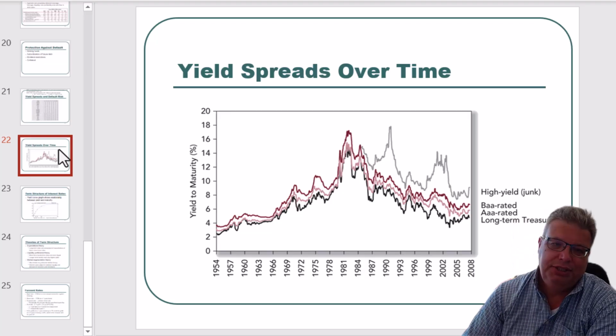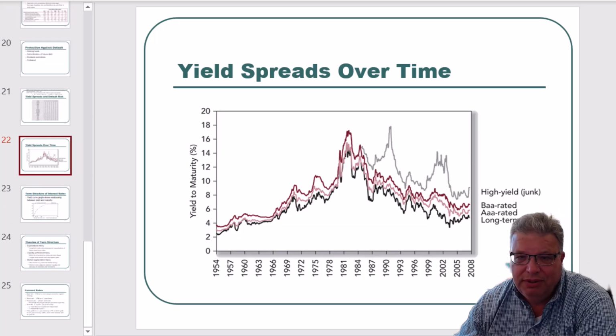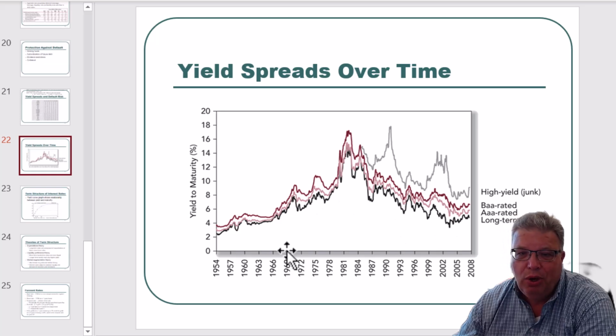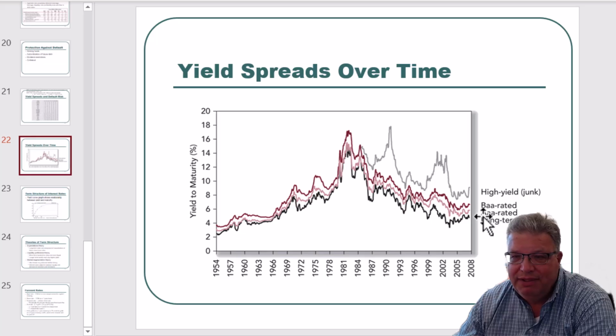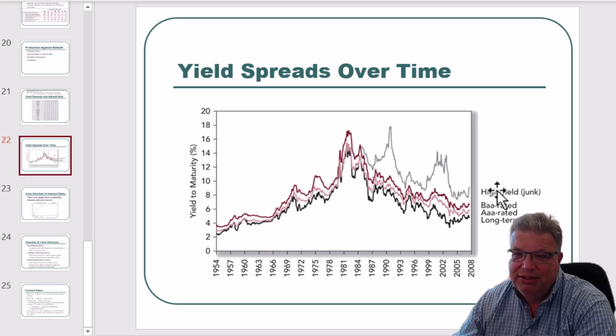What this slide shows is how yields have changed over time, starting in 1954 to about 15 years ago. And it shows it for different types of bonds. So the black line here is long-term Treasury bond yields over time. Then we have the AAA, which are the safe ones, the BAA, which is like the bottom of the investment grade bonds, and then we have these junk bonds.